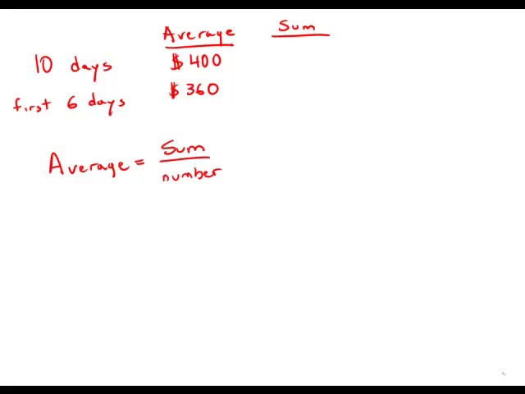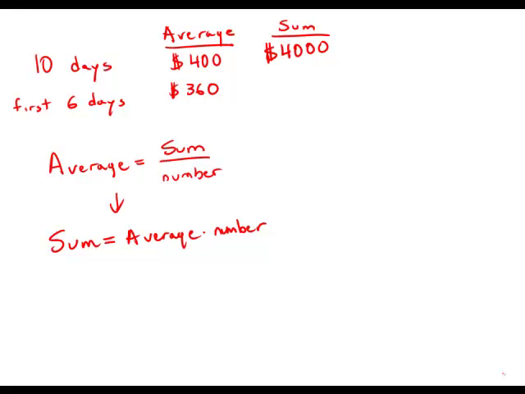So we know that the average is the sum divided by the number. For example, for those 10 days, we add up those 10 days, get the sum, divide by 10, and we'd get the average. But it turns out that it's very useful to rearrange this formula as sum equals average times number. For example, with those 10 days, in order to have an average of 400, it must mean that the sum of the revenues on those 10 days is $4,000.